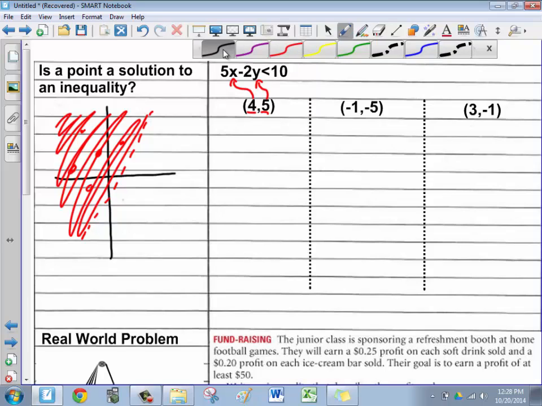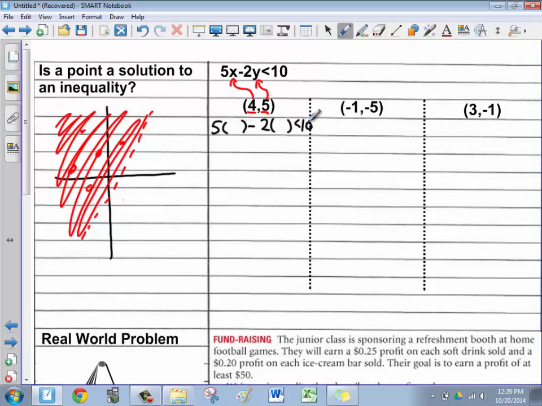Let's take this point (4, 5) and plug it in here. So I got 5 times 4 minus 2 times 5 is less than 10. We're going to plug the 4 in for the x and the 5 in for the y. And now let's just simplify this out. So I got 5 times 4, which is 20, minus 2 times 5, which is 10, and that's less than 10. Let's see if this is true.